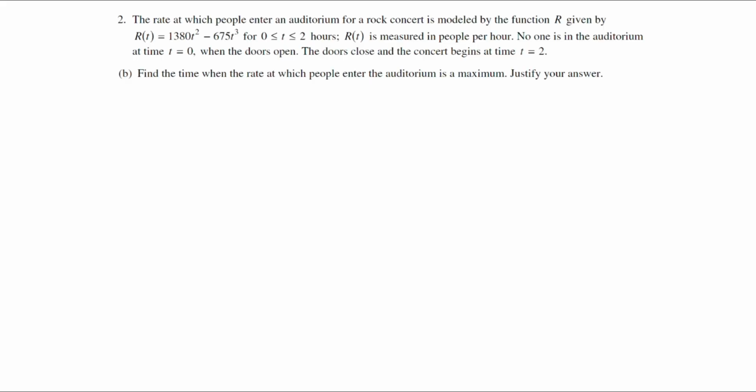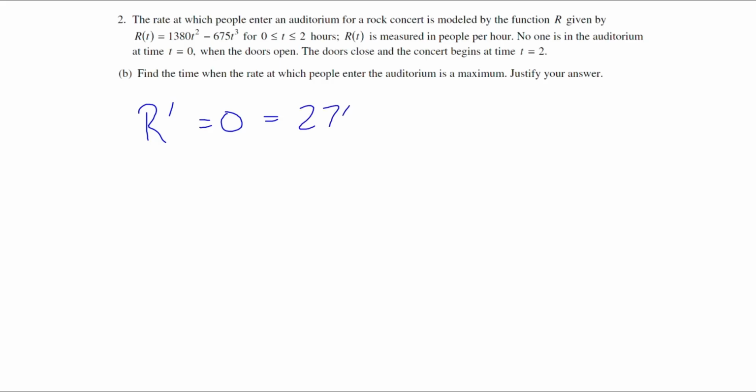In part B, we're looking for the time when the rate at which people enter the auditorium is at a maximum. So we want the rate to be at a maximum, which means we want to find r prime and see when r prime is equal to 0. Well, r prime, if we take the derivative of r, 2 times 1380 is what?